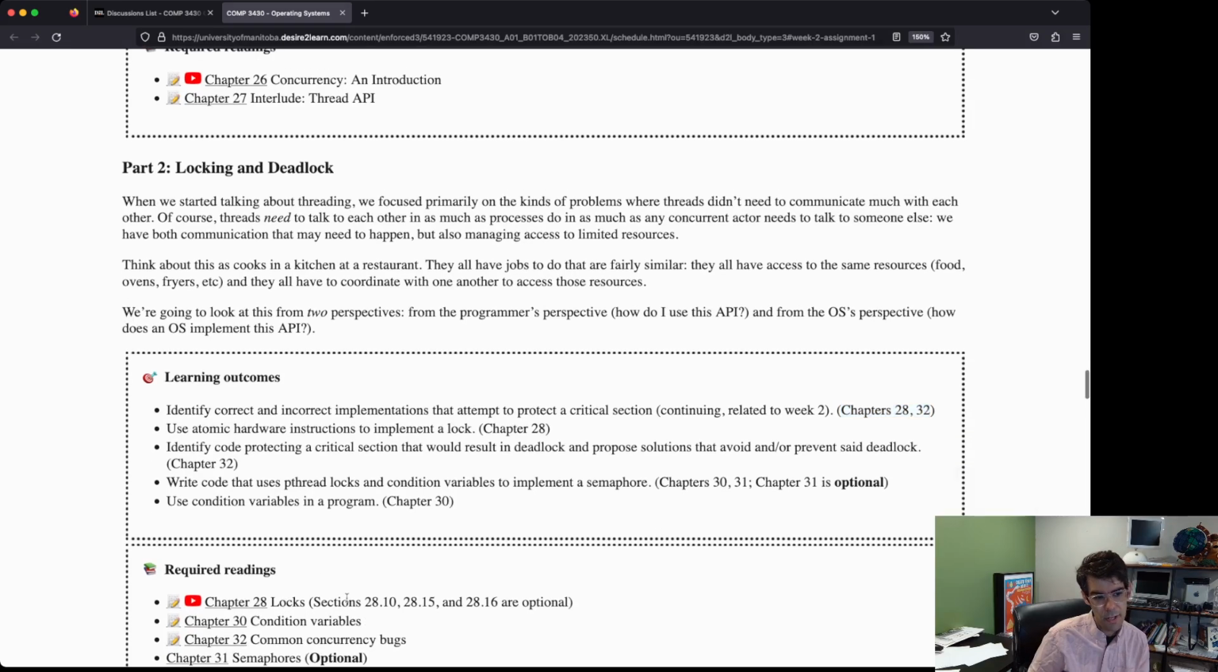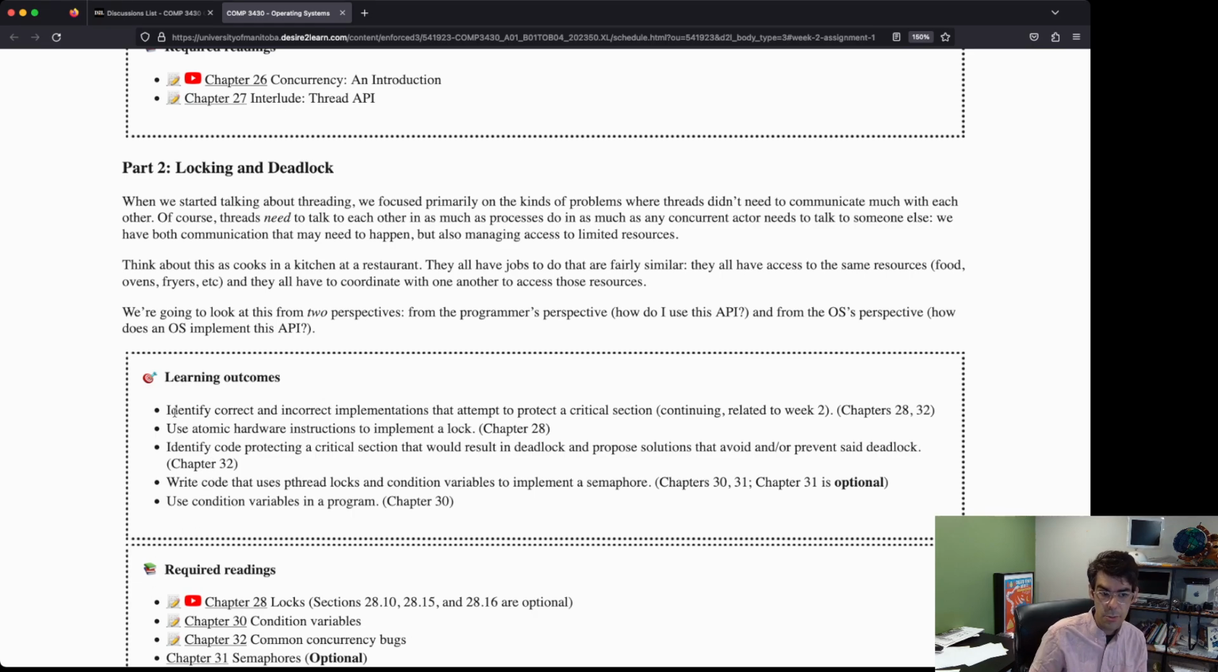In chapter 28, they're talking about how do you actually implement locks and which ones of these are not actually going to work despite looking like they're going to work. Chapter 32 is common concurrency bugs, and this is the placement of locks and the acquisition order of locks. What is an incorrect implementation of that? So this learning outcome is going to be assessed twofold: is this a correct implementation of a lock data structure? And is this the correct place to put locks to try and protect a critical section?